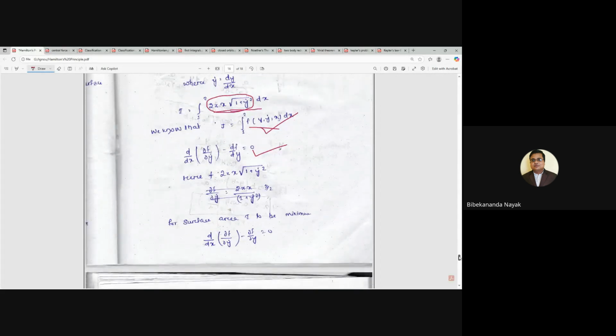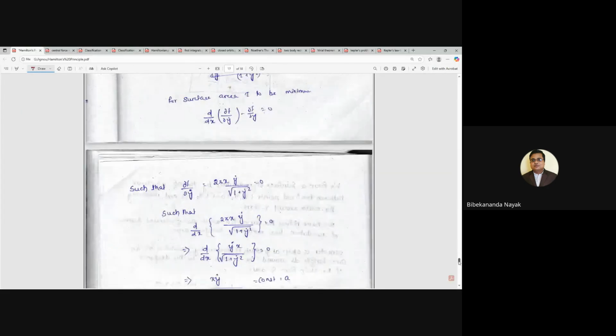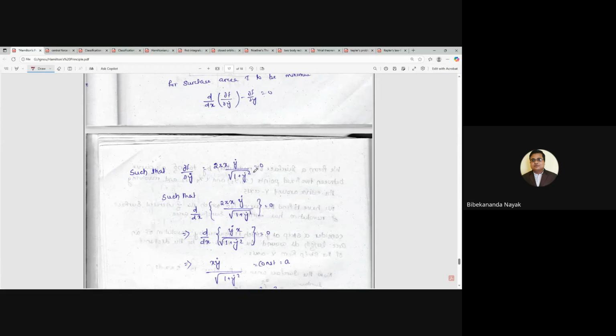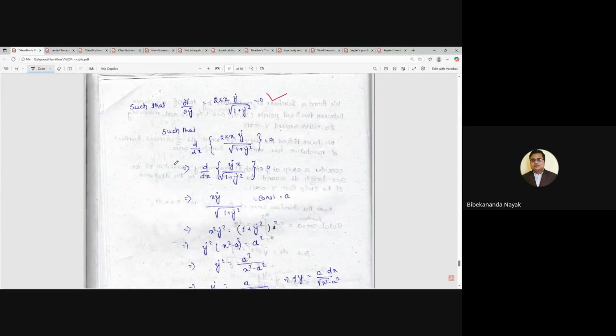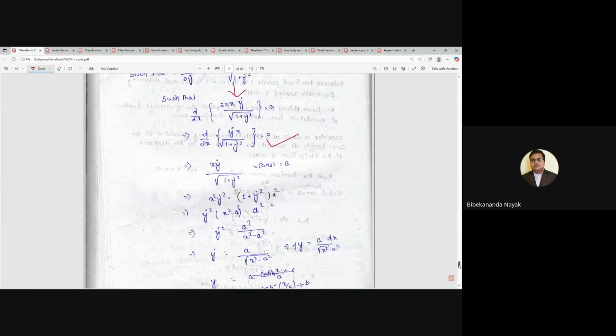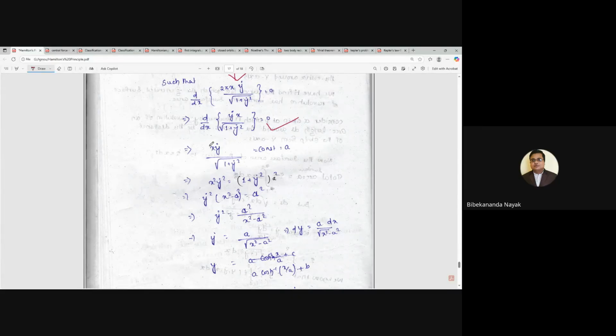So take its derivative. f is this, and del f by del y is how much? Del f by del y dot is 2 pi x times this, and del f by del y is 0, since f does not contain y. So we get the final equation: the derivative of this term is equal to 0. It means this is constant. Now we simplify it. If this is constant, then squaring both sides like the previous case, you get this, and calculating y dot, we found y dot is equal to this. So what is y? Integrate it.